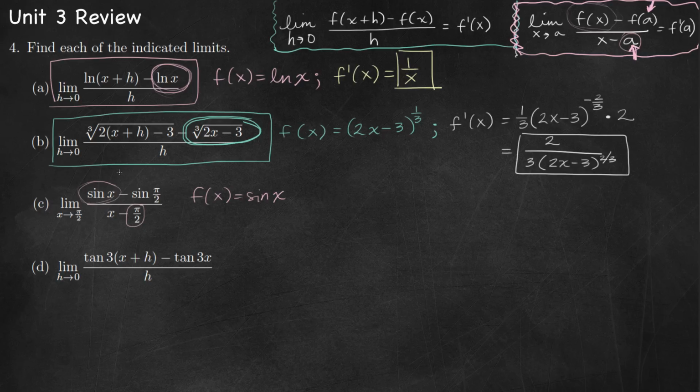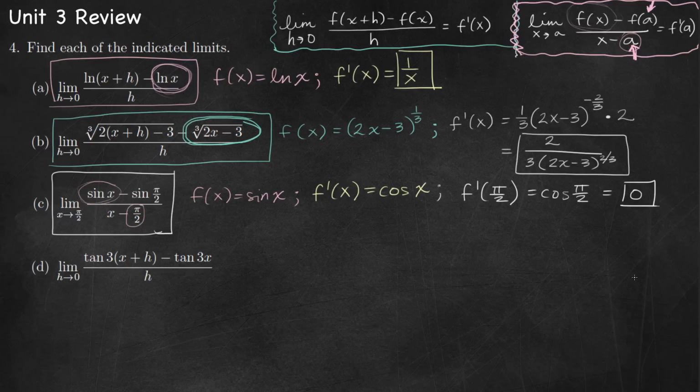So the answer to this limit problem is f prime of a, or f prime of pi over 2. To find f prime of pi over 2, first I'm going to find f prime of x. If f of x equals sine x, then f prime of x equals cosine x. But our final answer is going to be f prime of pi over 2. So cosine of pi over 2, and the cosine of pi over 2 is 0. So the answer to part C, this entire limit right here, is 0.